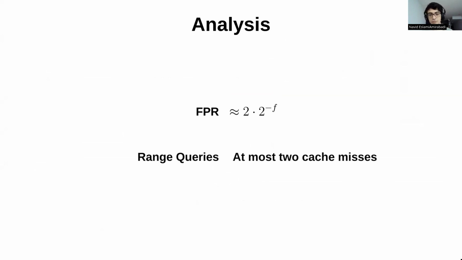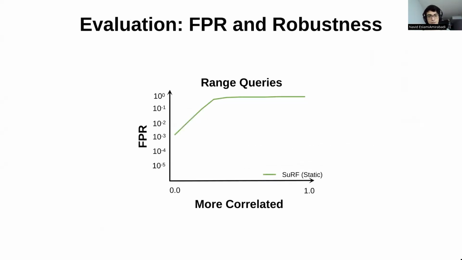Range queries also are able to finish in at most 2 cache misses. This is because any range query checks at most 2 partitions, and each partition only incurs 1 cache miss because it's a single lookup in the hash table. Okay, so let's also talk about the evaluation real quick.